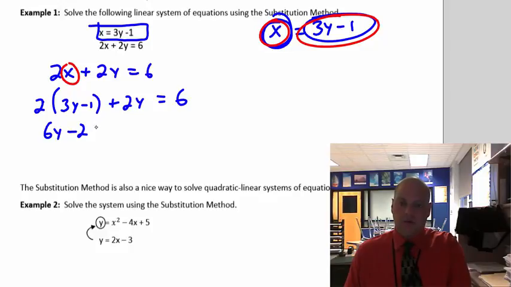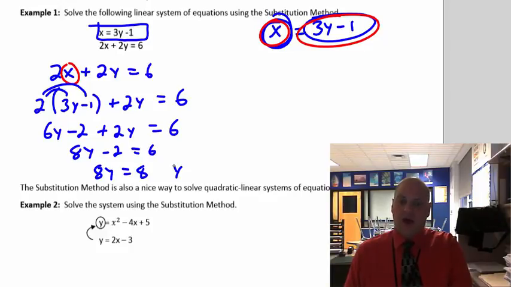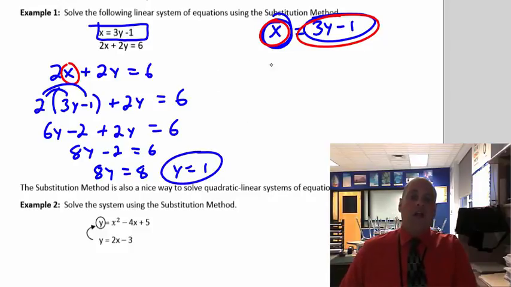6y minus 2 plus 2y equals 6, distributing the 2, okay? And then combine like terms, 8y minus 2 equals 6. We're just solving the equation. 8y equals 8, and of course y equals 1. We get y equals 1.